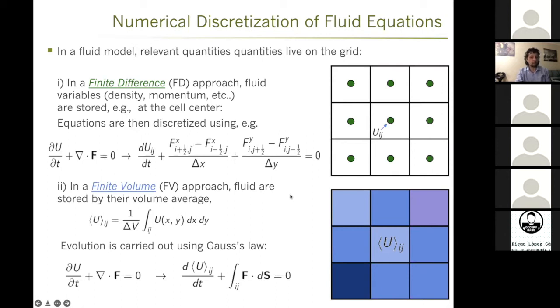In a finite volume, you do not approximate the derivative, because before doing anything at the discrete level, you first integrate the equation, you get this. So what you really do is that you are evolving the volume average of u in time and not the point, okay? So finite difference evolves the point at the center. Finite volume evolves the average along the cell.